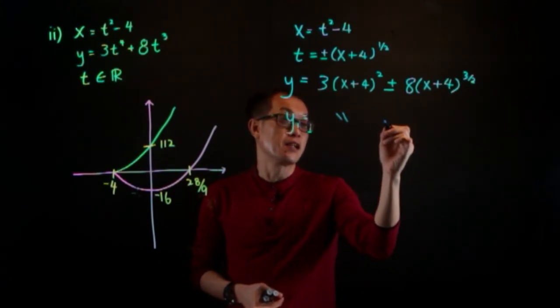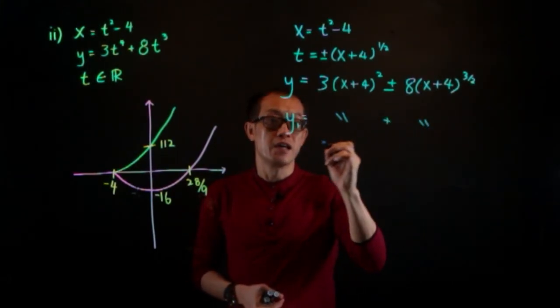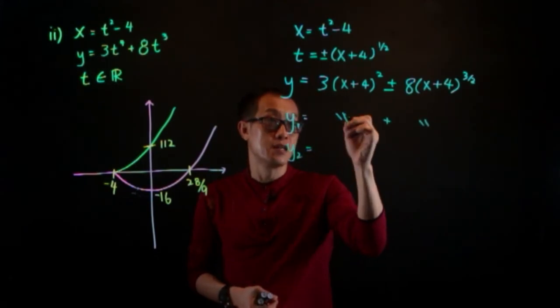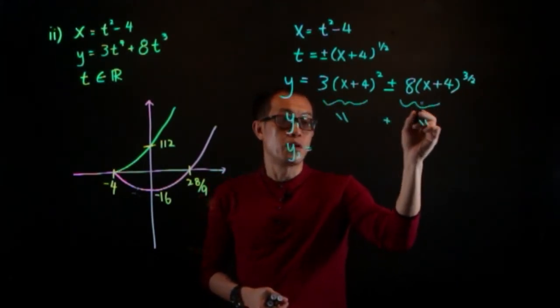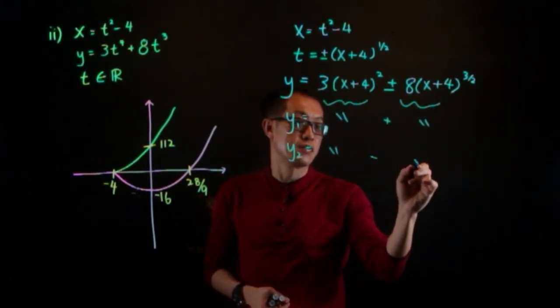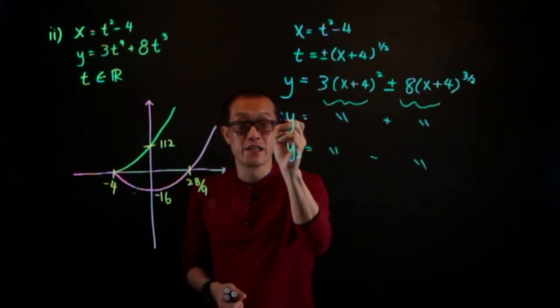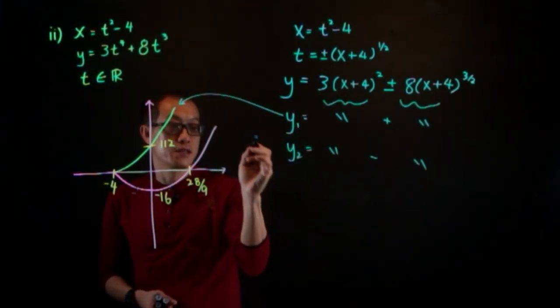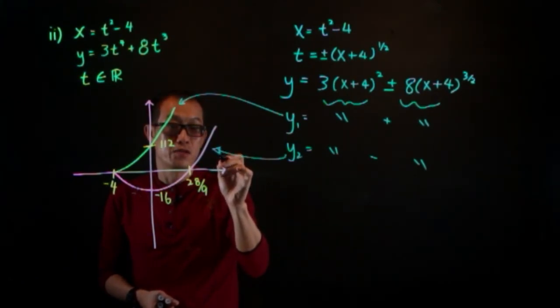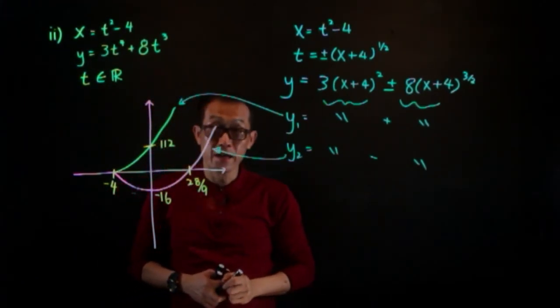You key this part and then you key this part with the plus, and your y2 you key it as this portion with the minus. You will get the true graph, and this one belongs to this, and this belongs to this.